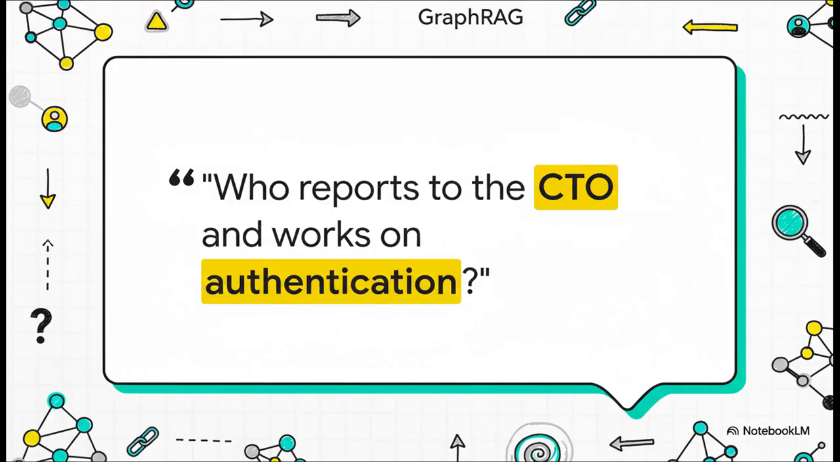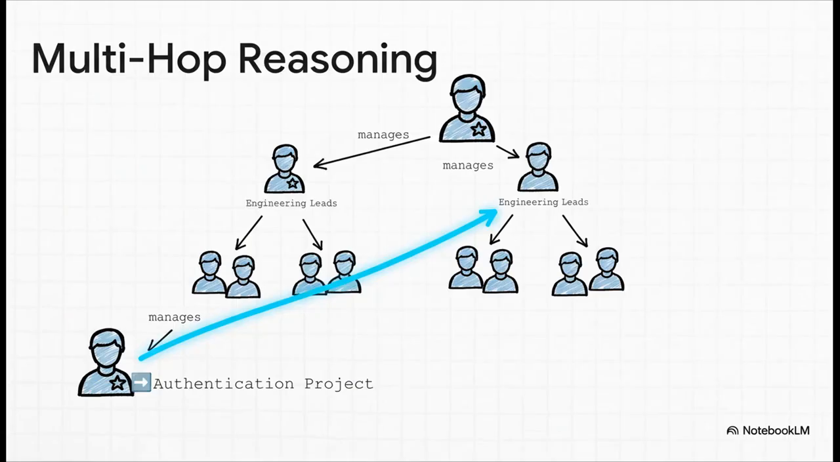So let's go all the way back to our original head-scratcher. With this hybrid approach, a question that was basically impossible before is now totally solvable. Let's trace the path it would take. And this brilliantly illustrates what we mean by multi-hop reasoning.